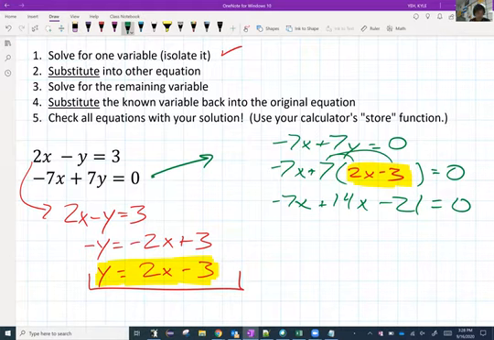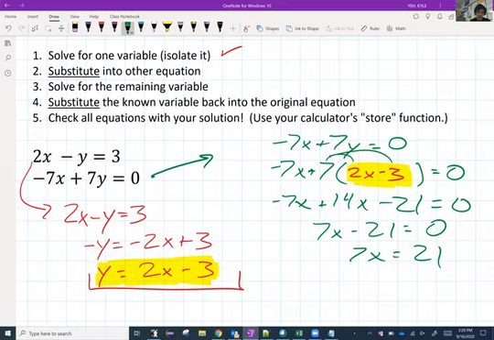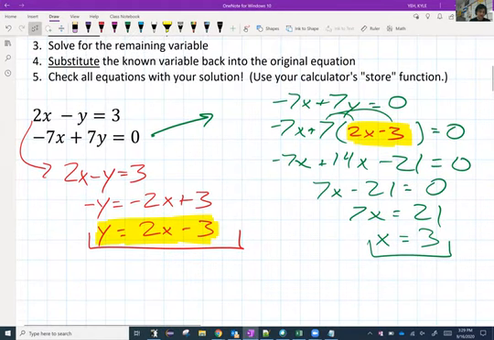Combine like terms. Negative 7x plus 14x is positive 7x, minus 21 equals 0. 7x equals positive 21. If we move that 21 to the other side, that means x equals 3. I'm going to put a half box around that guy too. So we substituted our alternate definition in for y so we could figure out what x is.